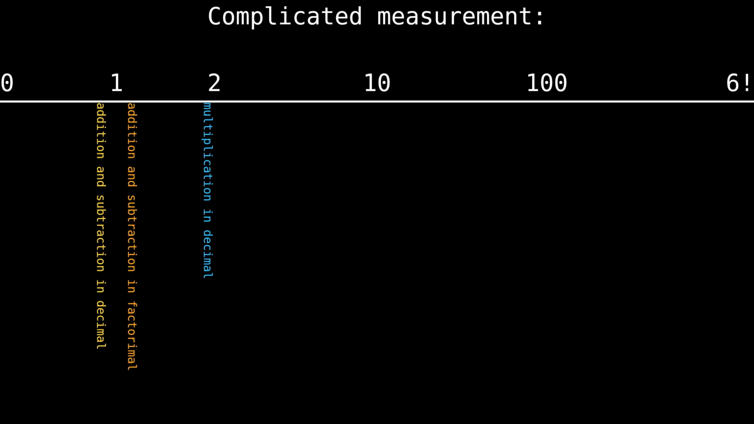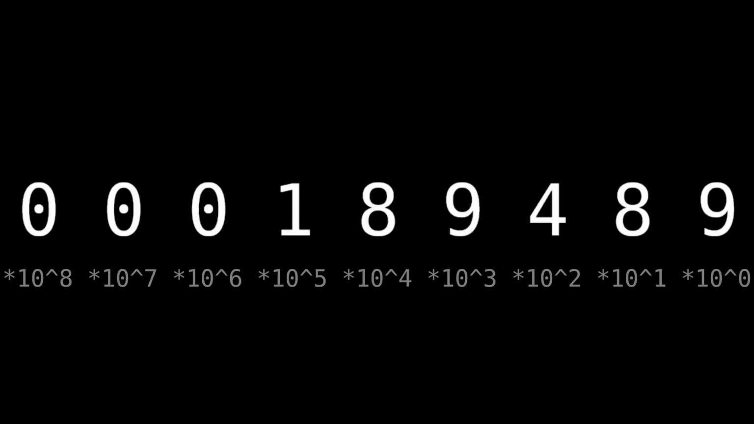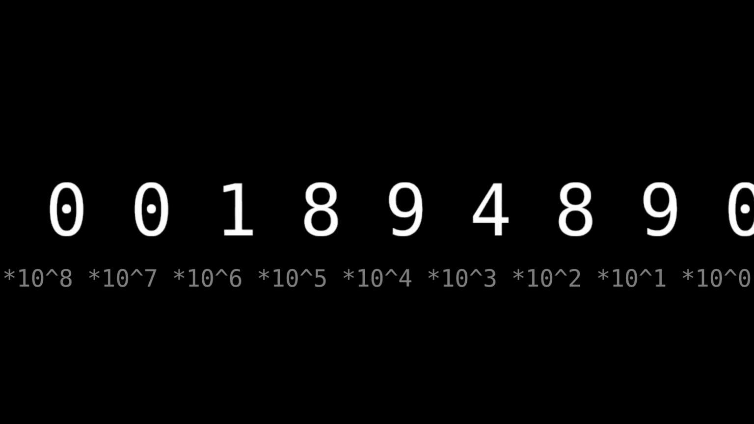Next, we will do multiplication. Addition and subtraction are a little more complicated in Factorial than decimal. Don't worry though, as multiplication is a lot more complicated. In decimal, multiplying by 10 is baby easy. Just move all the digits to the left. However, in Factorial, multiplying by any number takes effort, and here's why.